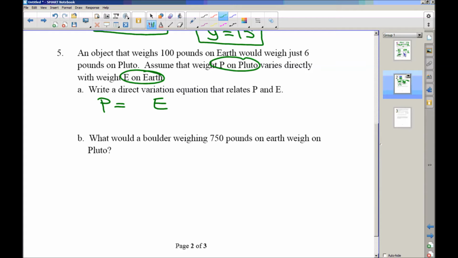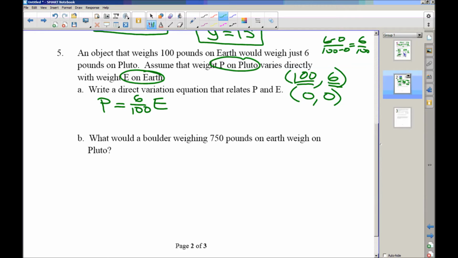So our equation here is going to be the output number, which is 6, divided by the input number, which is 100. Because we have our input number of 100 pounds on Earth, which makes a Pluto weight of 6. And since it's direct variation, we also know (0, 0). So we could do 6 minus 0 over 100 minus 0. And notice, once again, we didn't have to do that work because we could have just taken our point and put the output coordinate divided by the input coordinate to get the direct variation constant. So our slope, or the constant of variation, is 6 over 100.